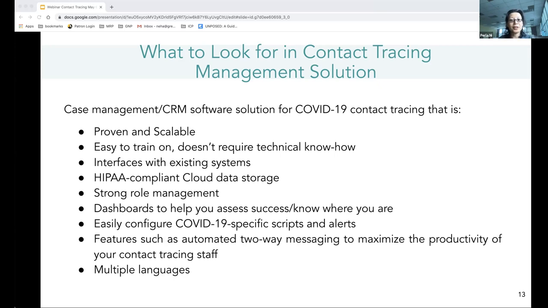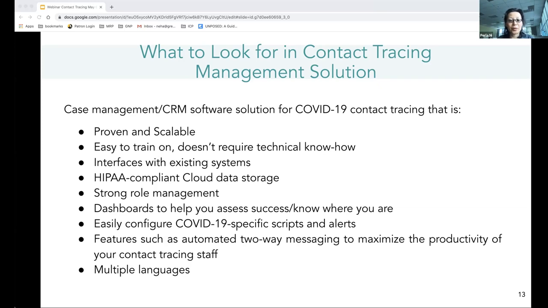And then you want communication features, such as automated two-way messaging to maximize the productivity of your contact tracing staff. I think one of the biggest issues around this is how manual this process is currently, and how we can really maximize the productivity of the staff by leveraging technology tools such as two-way texting to schedule interviews or to alert people to do follow-up surveys on their own without someone having to manually call people every day to remind them to do their survey.